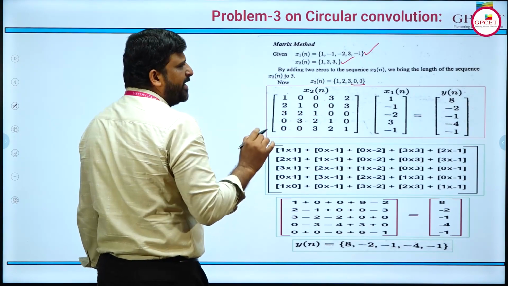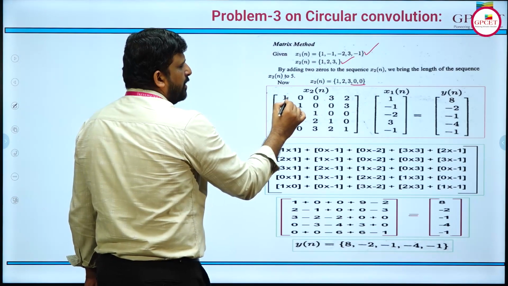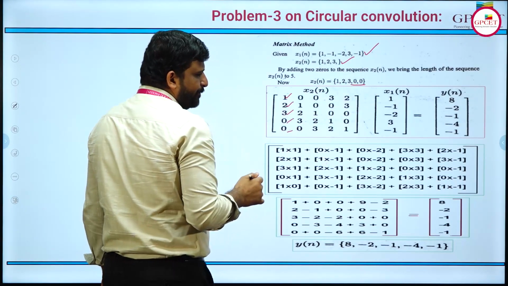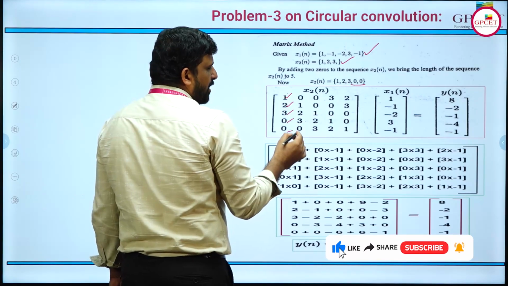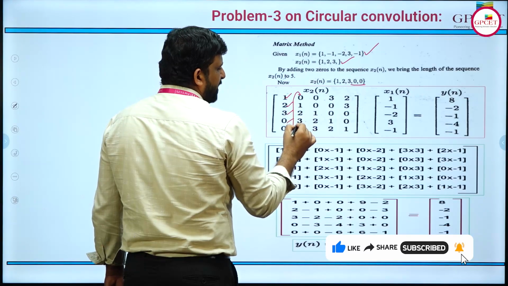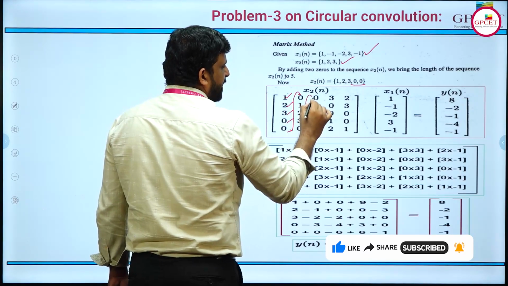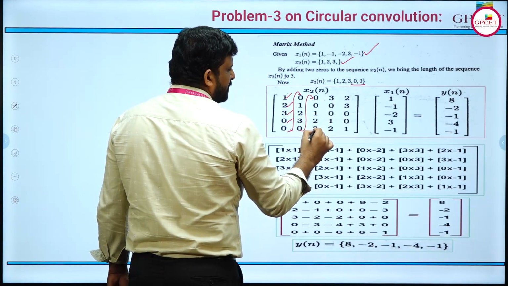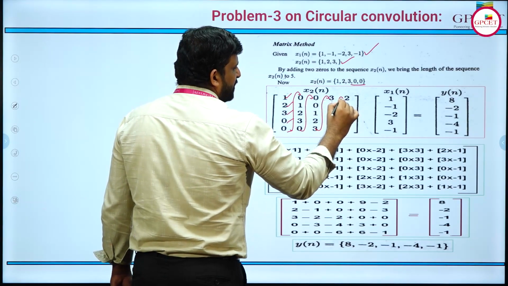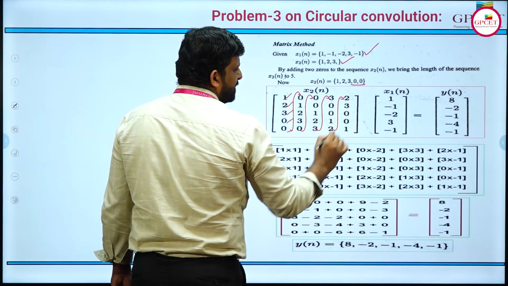Now, what I am doing is taking x2 of n and writing it in the matrix representation. How do we need to write it? We take 1, 2, 3, 0, 0. So 1, 2, 3, 0, 0 I have written. Then in the next column, what should I do? This 0 will go here and again 1, 2, 3, 0. In the next column it should go here: 0, 0, 1, 2, 3. And again it should go here: 3, 0, 0, 1, 2. Now finally 2 is going up and 2, 3, 0, 0, 1.